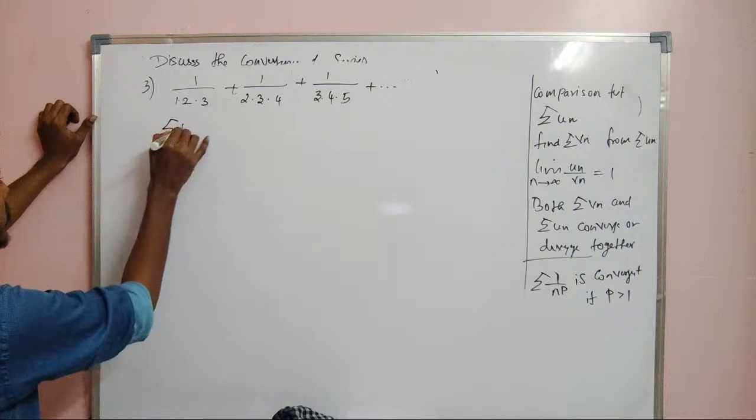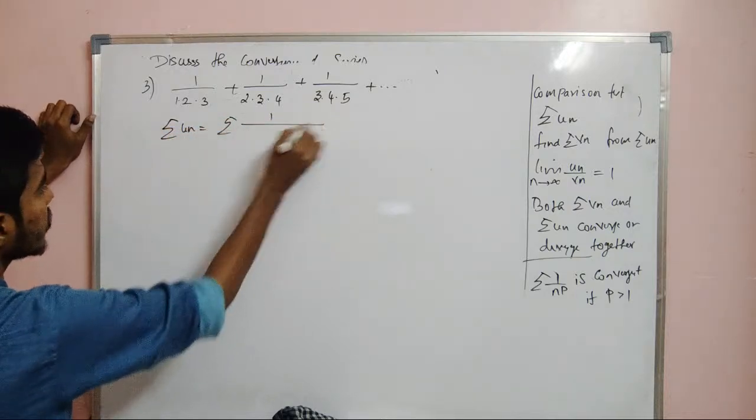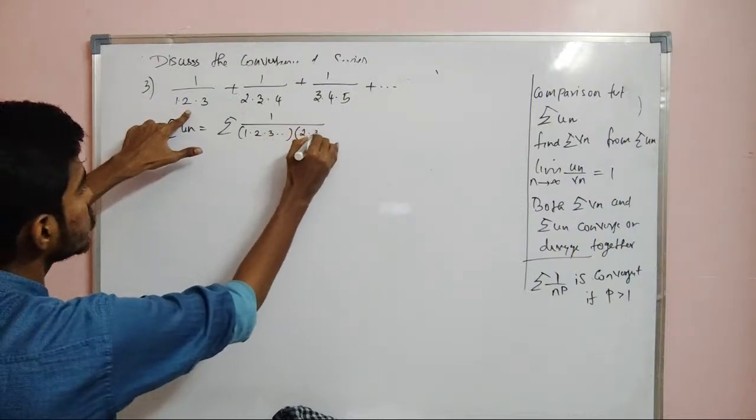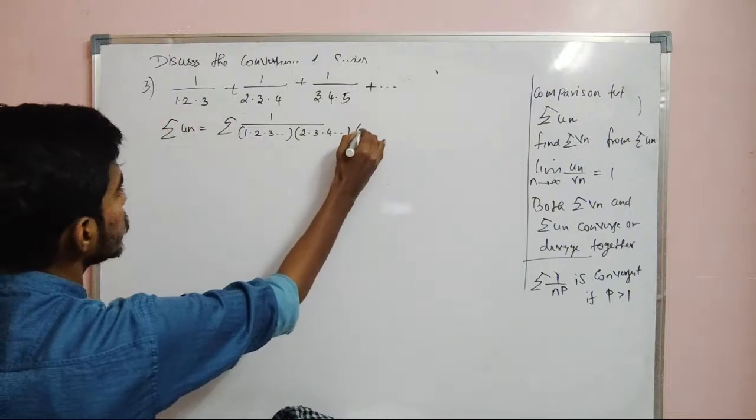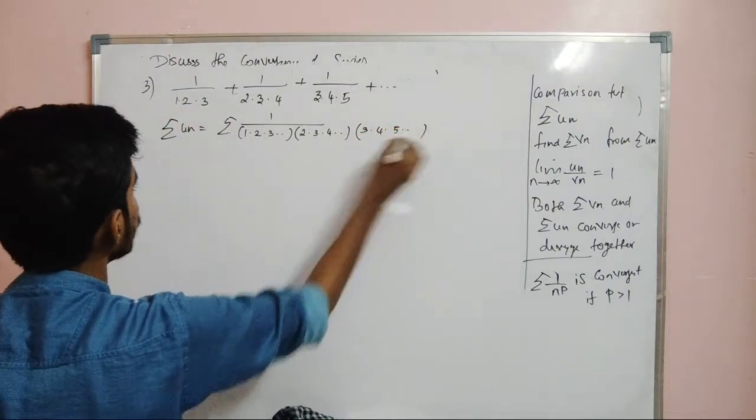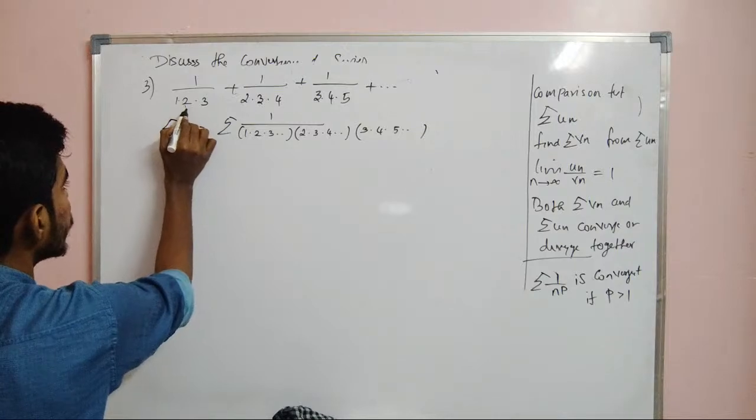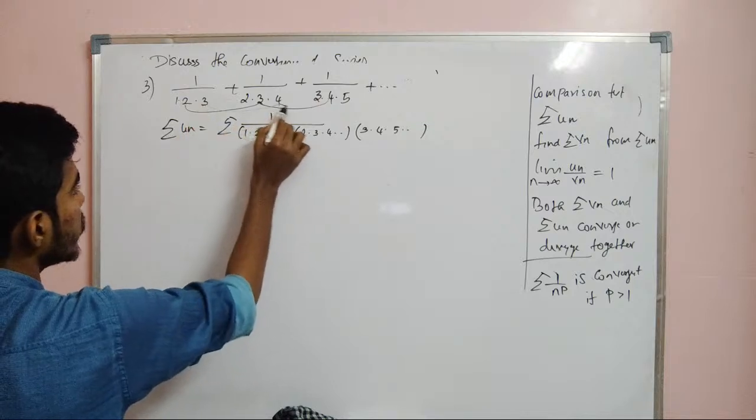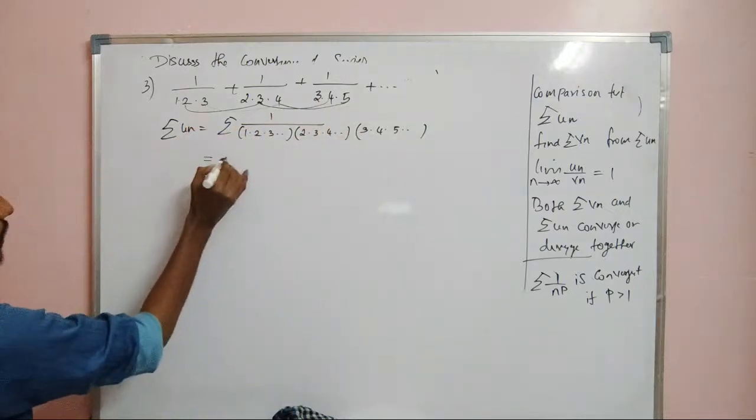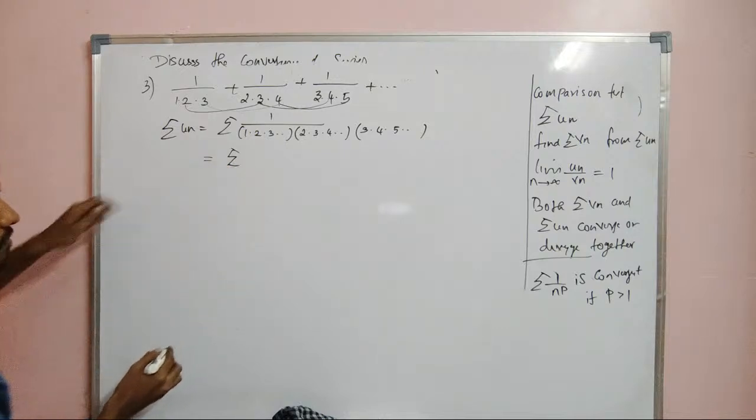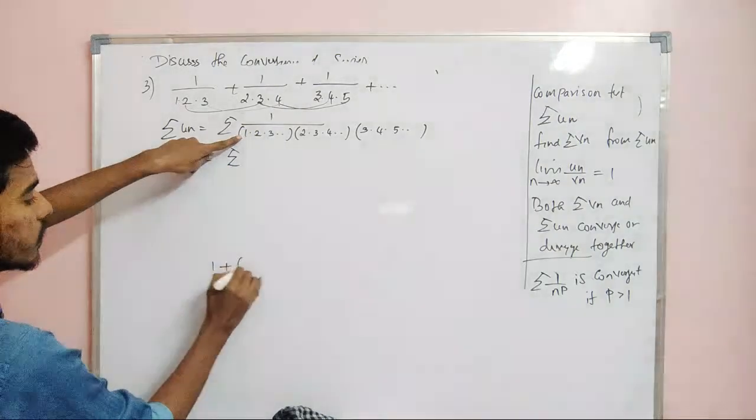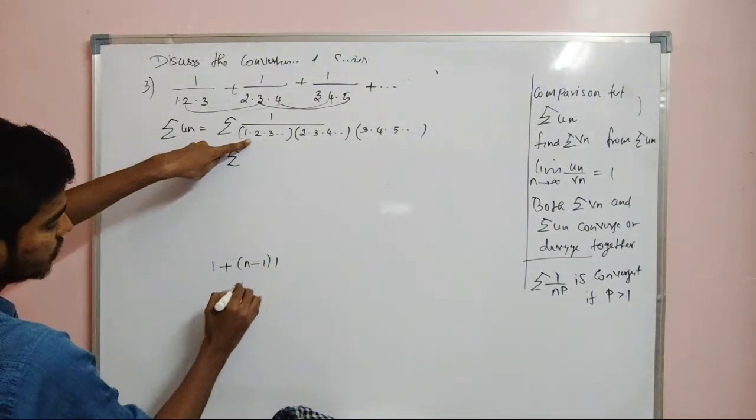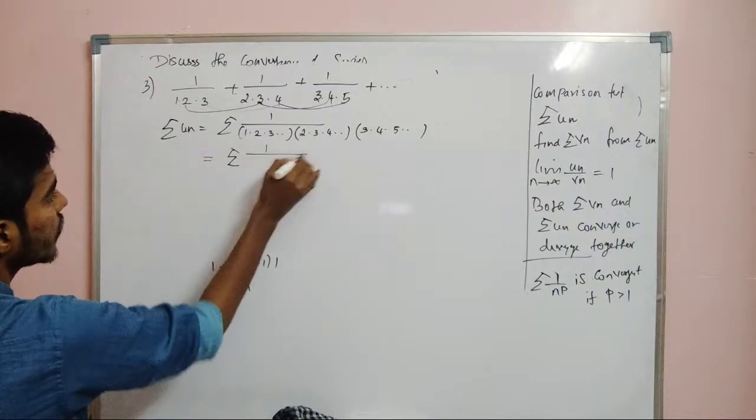So for finding summation un, you just collect all the first terms, so 1 into 2 into 3 and so on. You collect all the second terms, which are 2 into 3 into 4 and so on. You collect all the third terms, which are 3 into 4 into 5 and so on, right? Now you find the nth term by using the formula a plus n minus 1 d. So here a is 1, and d is also 1, because the common difference is 1. Which is nothing but n. So this will be 1 by n.